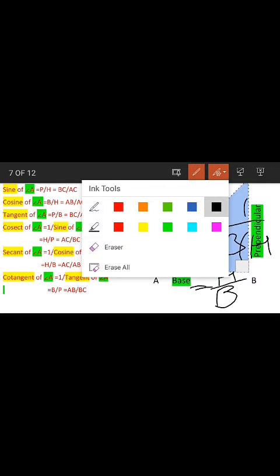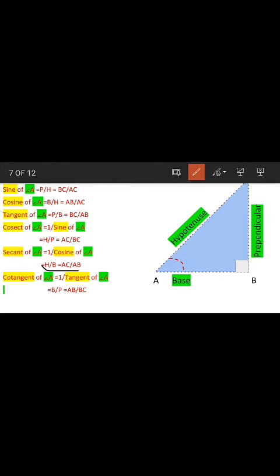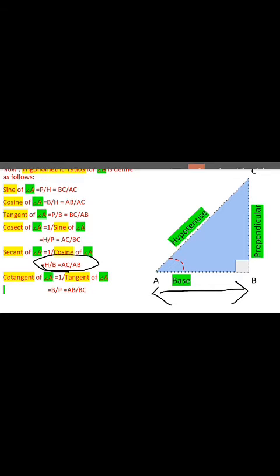Therefore class, it will be AC and the base will be AB in this case. Therefore your fifth trigonometric ratio is going to be secant of angle A, hypotenuse upon base, that is AC upon AB.